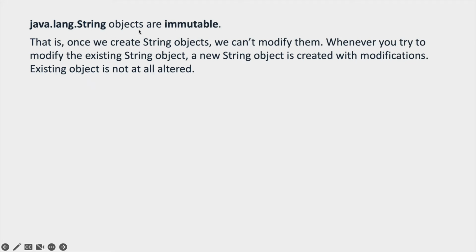java.lang.String objects are immutable. This is a very important point related to strings. String objects are immutable in nature. That means once we create string objects, we cannot modify them. Whenever we try to modify an existing string object, a new string object is created with the modifications. That means the existing object is not altered at all.